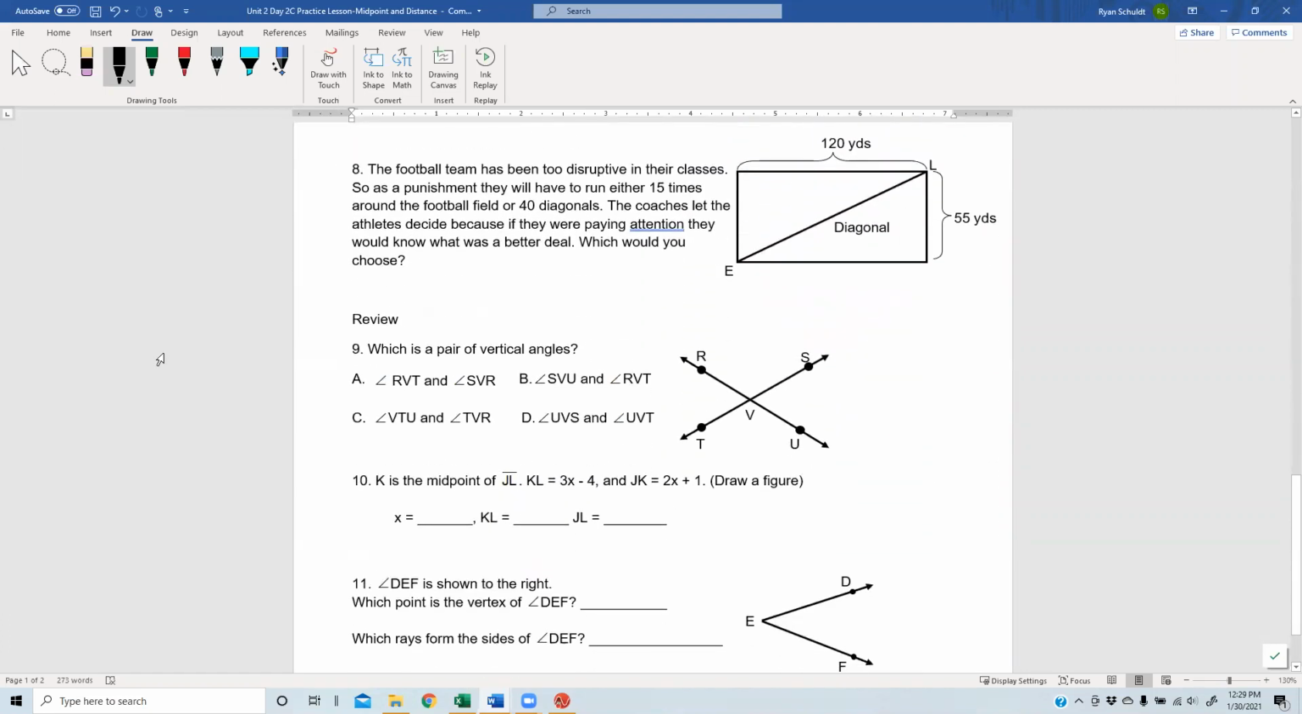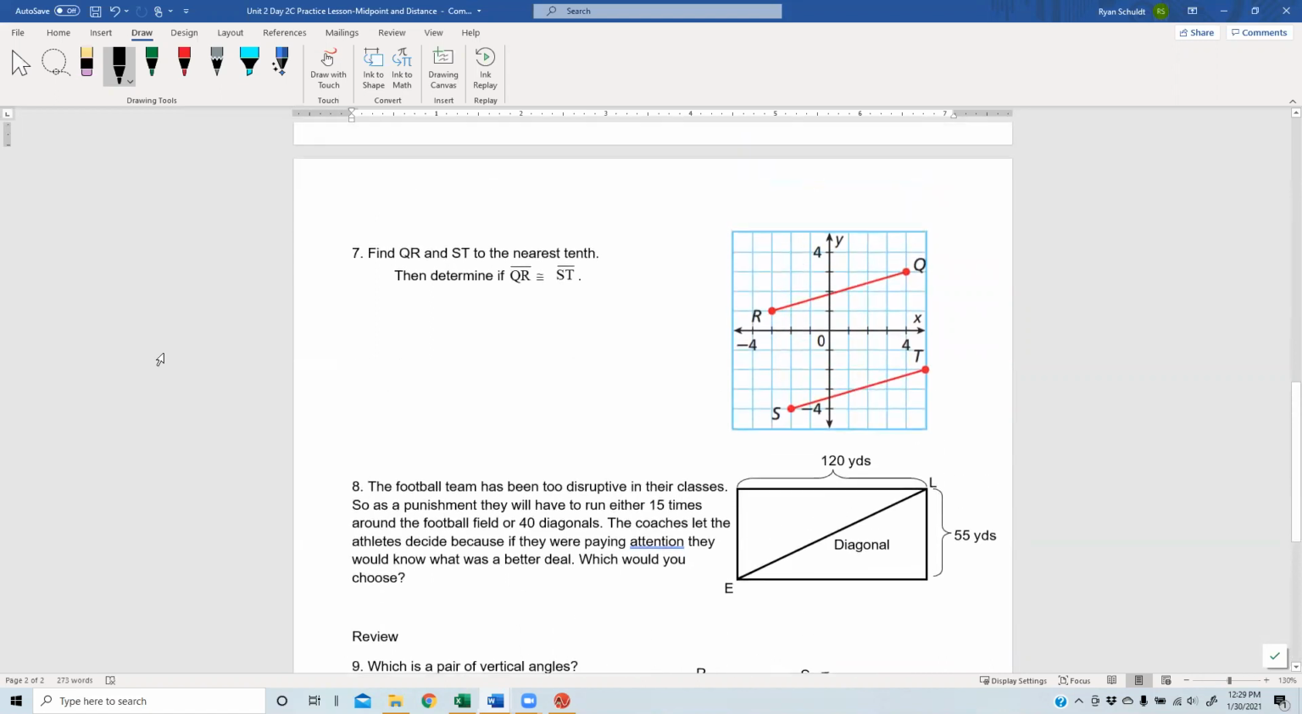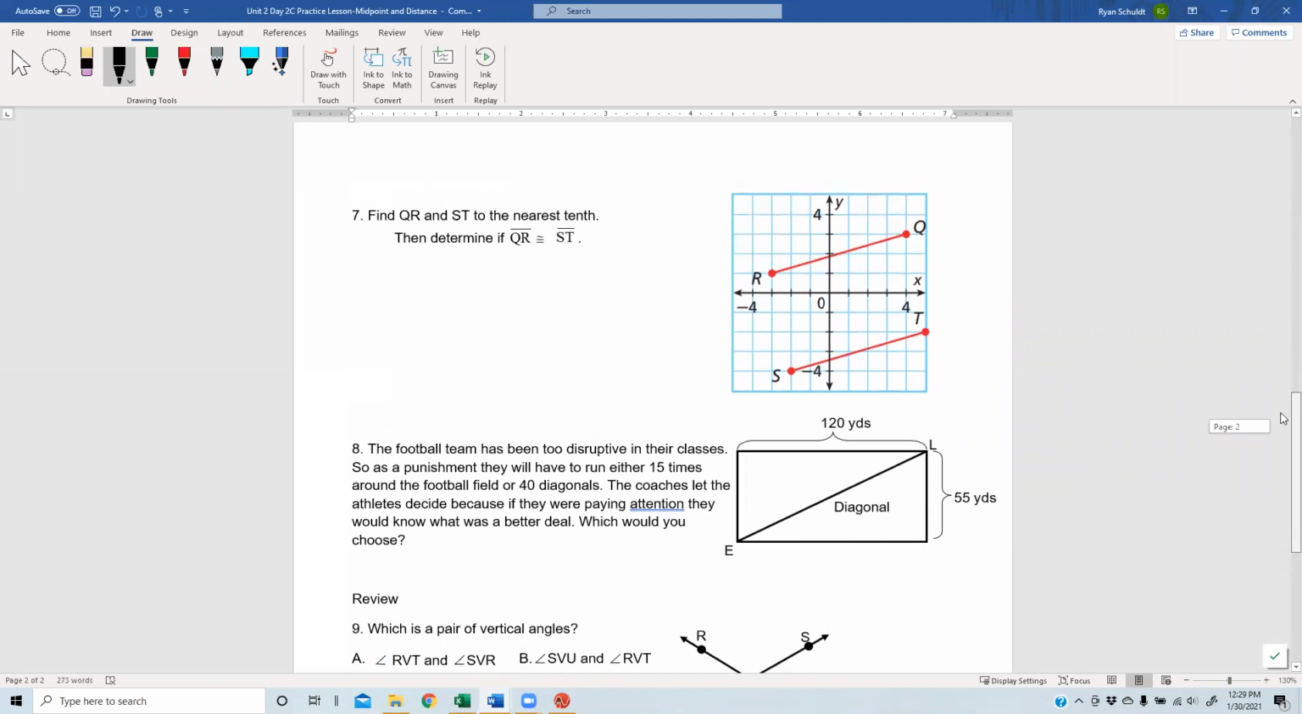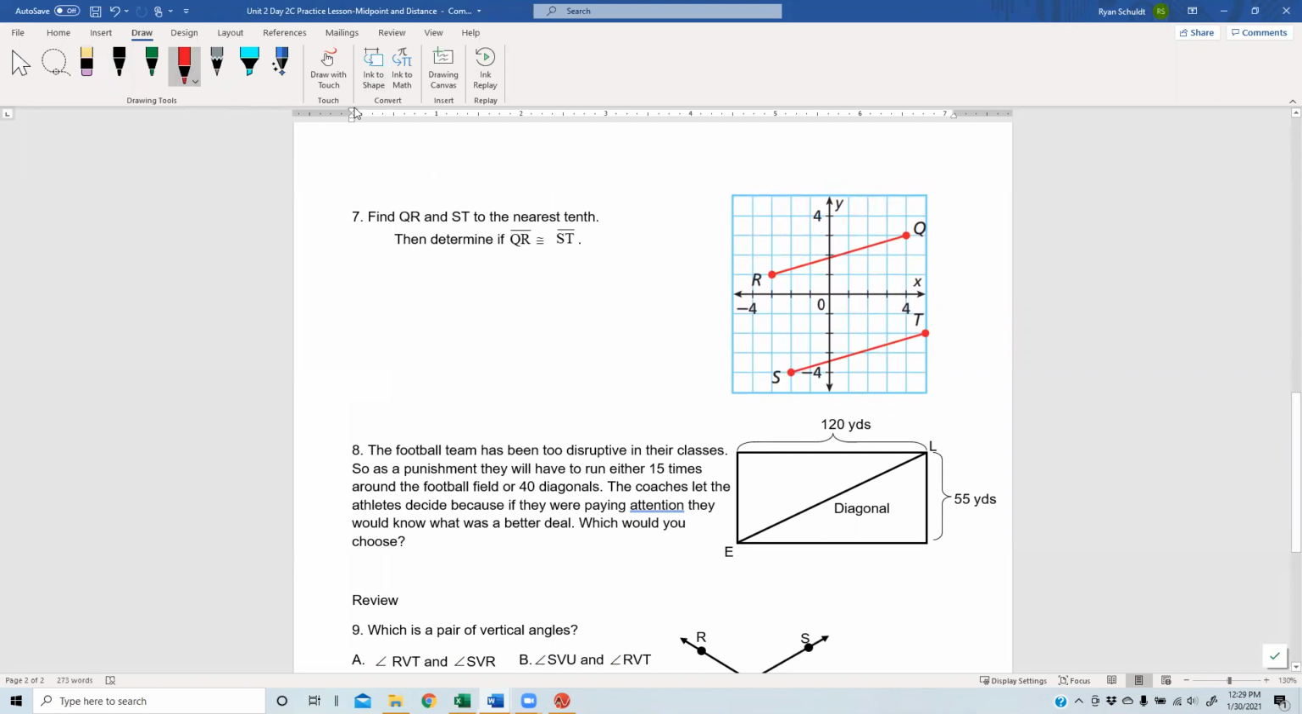Okay, next one. Number 7. Find QR and ST to the nearest tenth. Determine if QR is congruent to ST. Well, on this one, let's use the Pythagorean theorem. So the Pythagorean theorem is the one that says a squared plus b squared equals c squared.